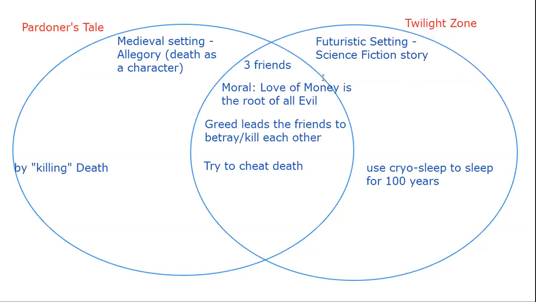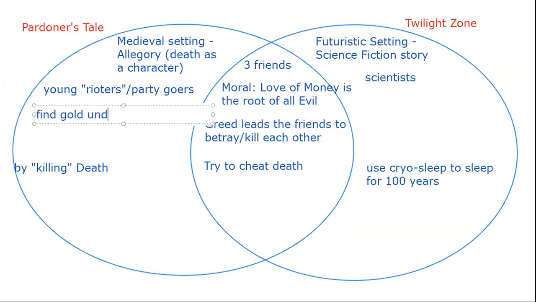Some differences about the three friends. In the Pardoner's Tale that we read first, the characters are young rioters, and so they are just party-going kids. And in the science fiction story, in the Twilight Zone episode, the men are scientists. And it says at the beginning, like they each have their own specialty. In both of the stories, there is money involved, but in the Pardoner's Tale, the young rioters just find the gold under a tree. In the Twilight Zone episode, they actually steal the gold from a train.